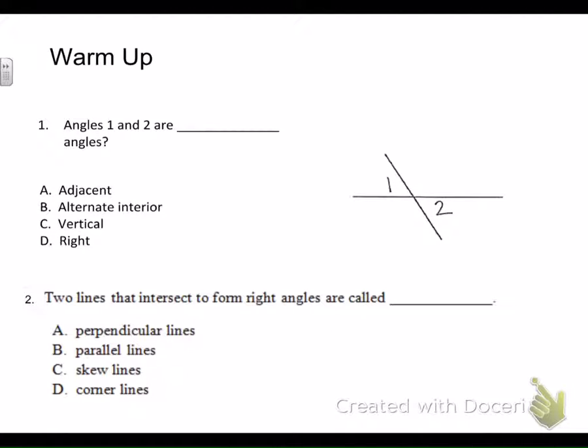Okay, let's start with number 1. Angles 1 and 2 are, if they're across from each other, like that, they're vertical. Then number 2, two lines that intersect to form right angles are called perpendicular lines.